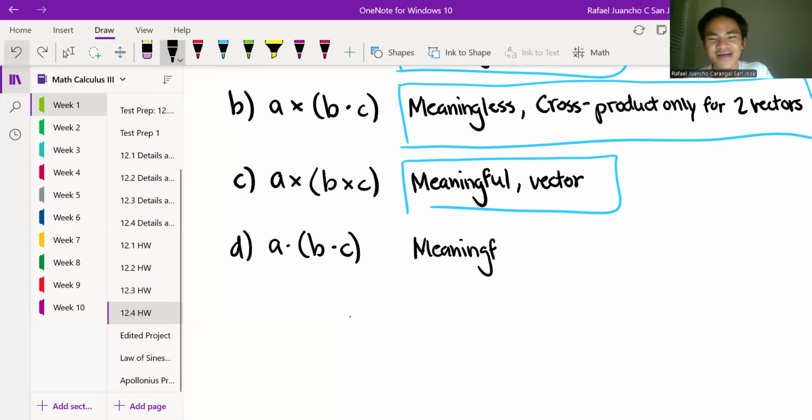Meaningful. I swear. My mind is thinking one way. I'm saying something different.